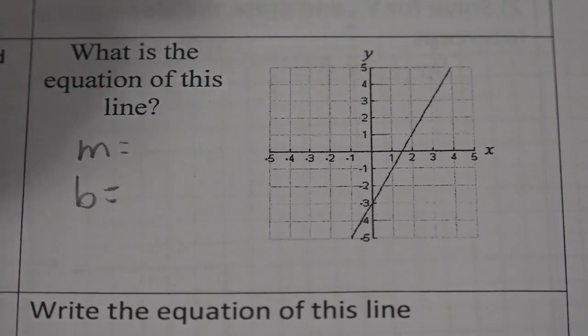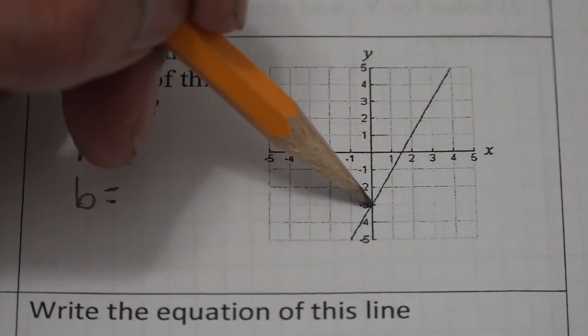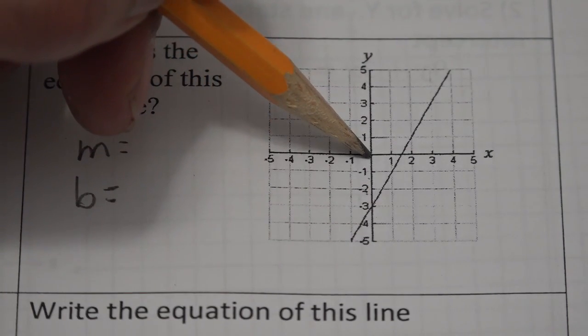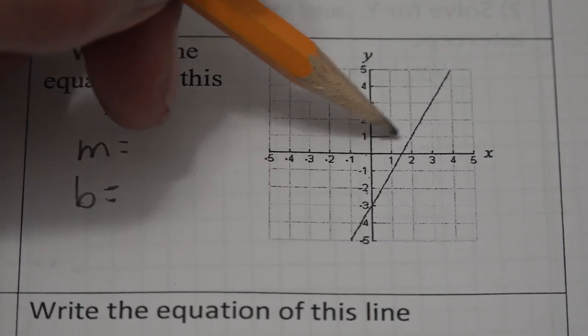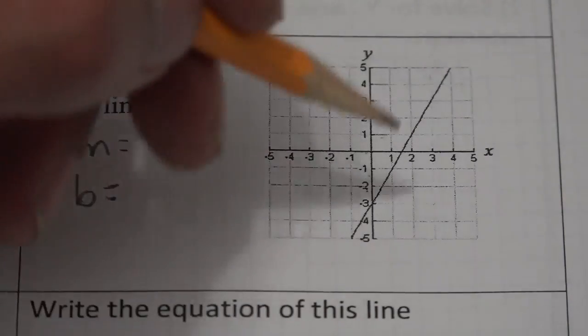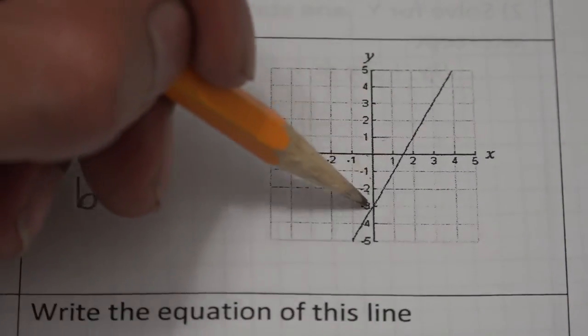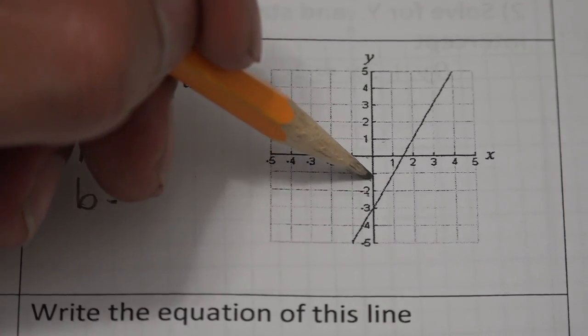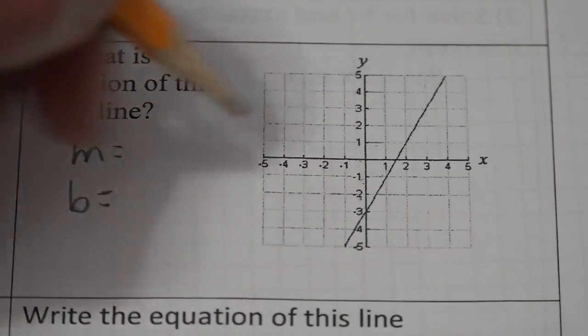All right. So, what is the slope? Let me see. 1, 2, 3, 4, 1, 2. 4 up and 2 to the right. Let me see again. 1, 2, and 1 to the right. So it's 2 over 1.